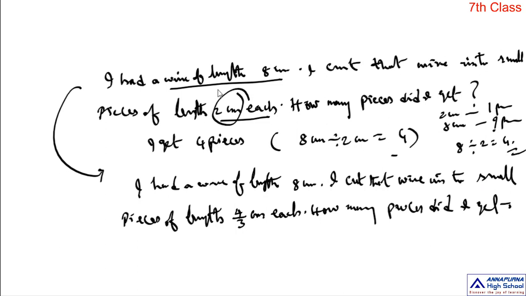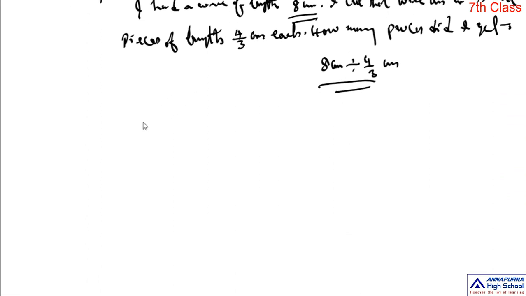Why? Because this is the same as this problem. How many pieces did I get means, here we are dividing the length by each piece length. In the same way, you divide this 8 centimeters by 4 by 3 centimeters. You divide the total length by 4 by 3 centimeters. The wire length here is a whole number, isn't it? So this is the whole number divided by a fractional number. So this is the second problem.